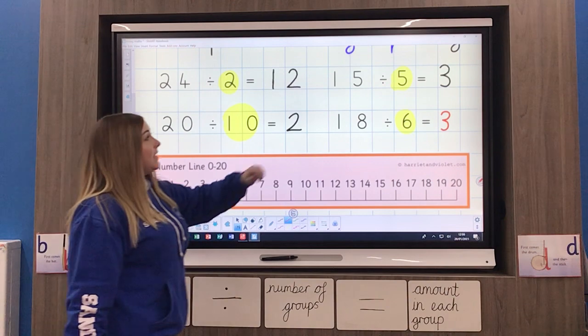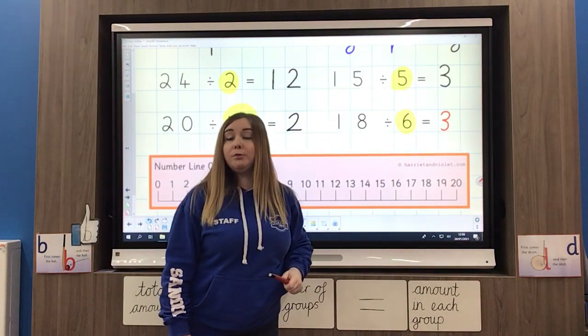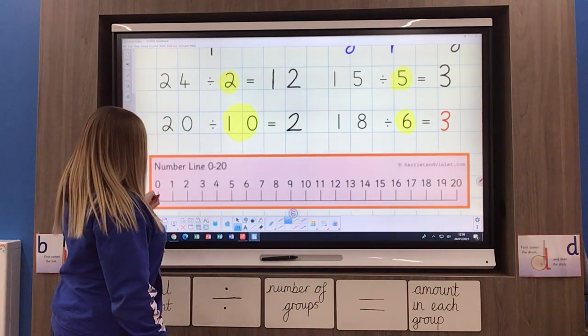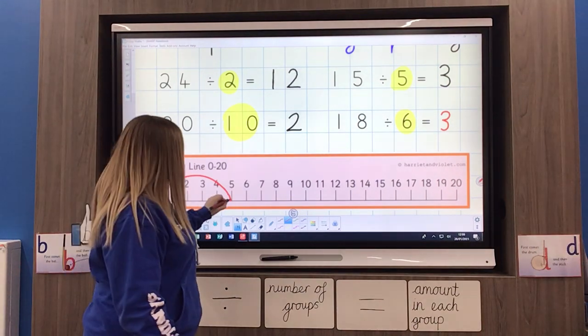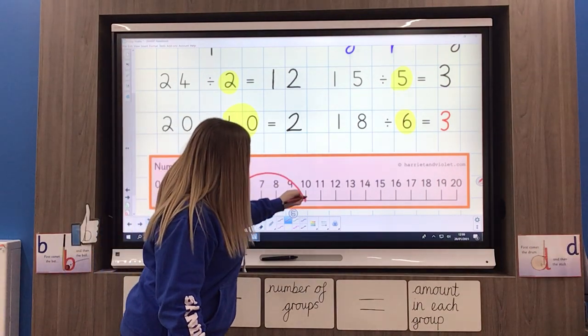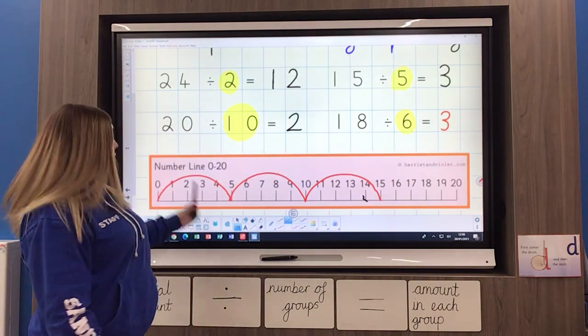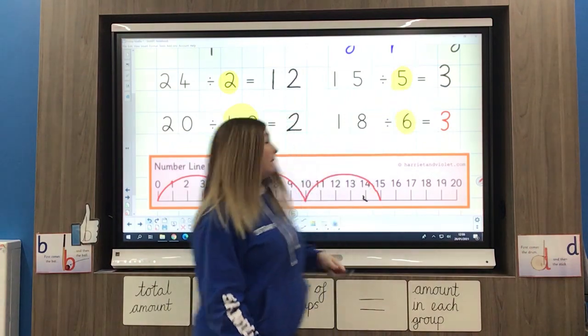So if we have a look at this one now then, so 15 divided by 5. So my jumps are going to be worth 5. 0 to 5. And I've got to get to 15. 5 to 10. 10 to 15. And how many jumps did I make? 1, 2, 3. That's why we've got the answer 3.